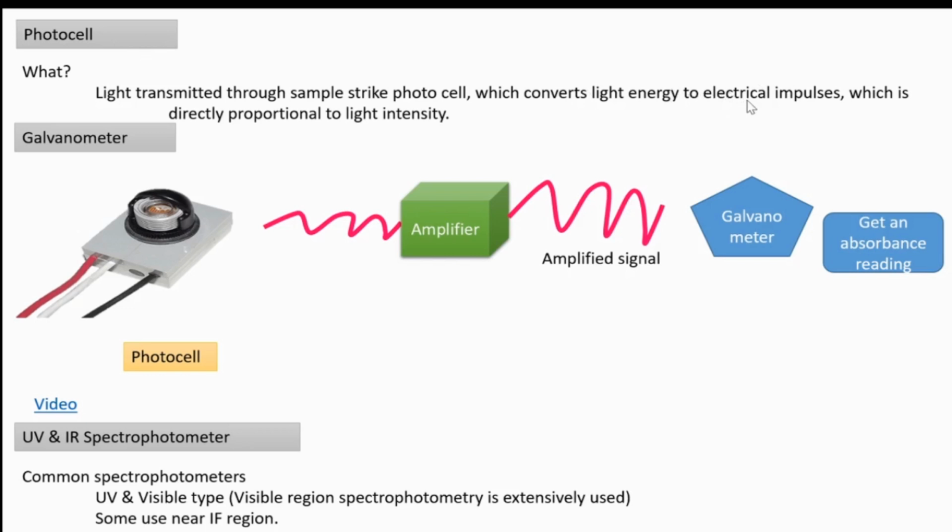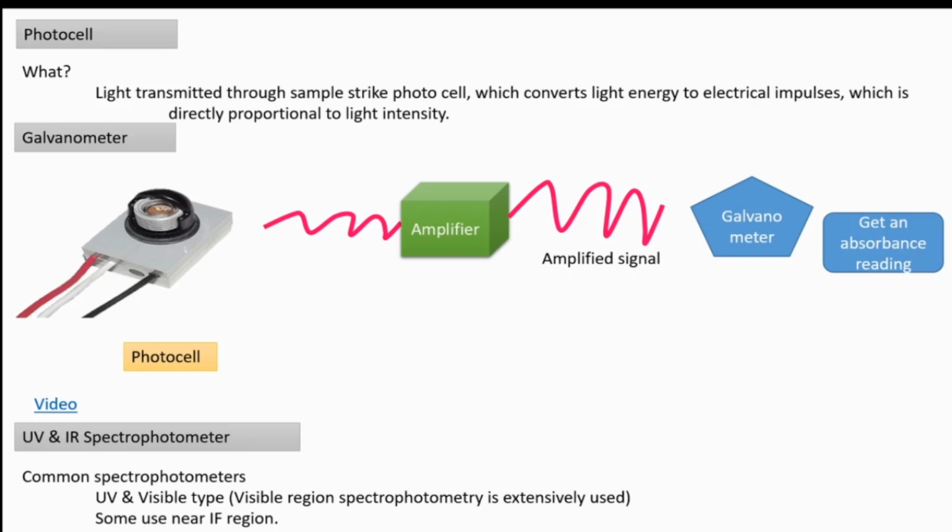And that electrical impulse intensity is directly proportional to the intensity of the light. Light means the transmitted light. Next part is the galvanometer. The photocell produces an electrical signal, and that signal is amplified by an amplifier. On receiving that amplified signal, the galvanometer produces a reading. It is a reading about the absorbance, how much wavelength is absorbed. It's a number.